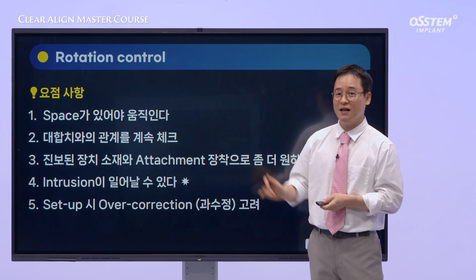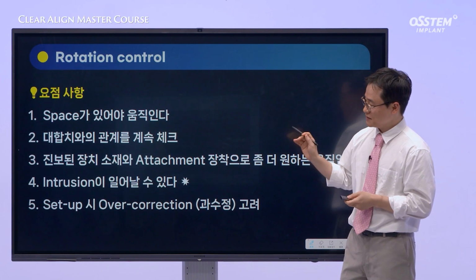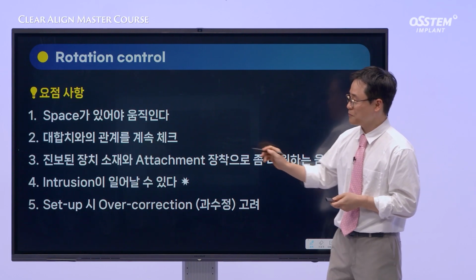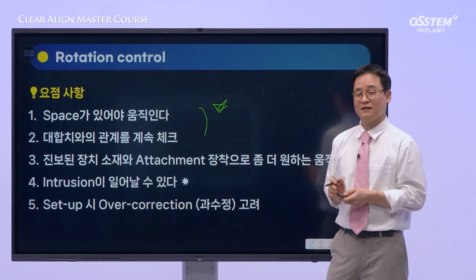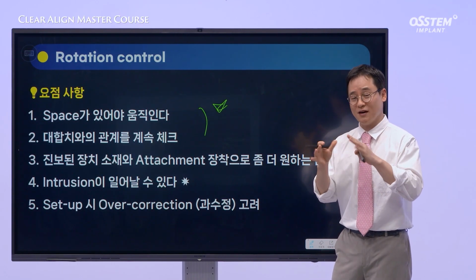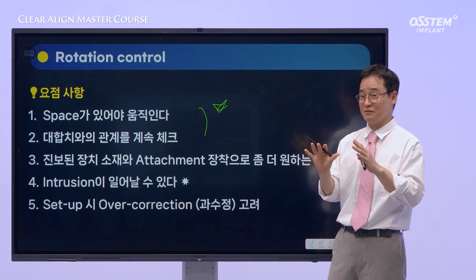Now, let's move on to rotation. There are a few key things we always need to consider when dealing with rotation. Please make sure to remember these 2 key points. First, all clear aligner movements require space. If there's no space, teeth won't move.